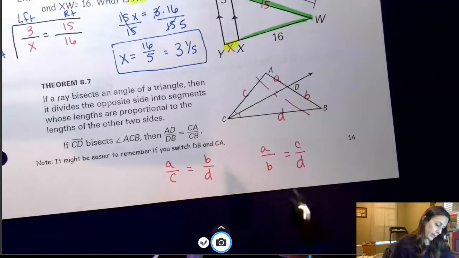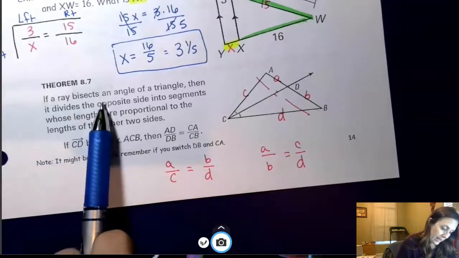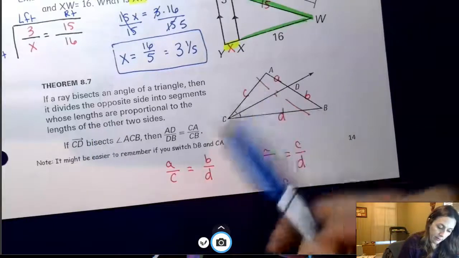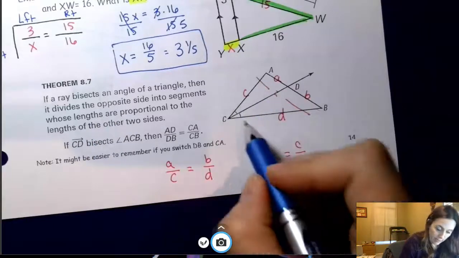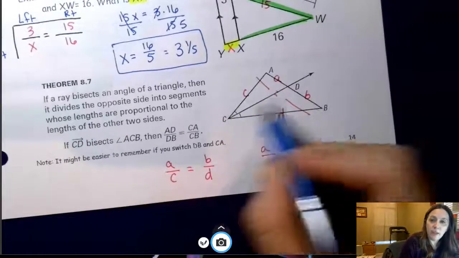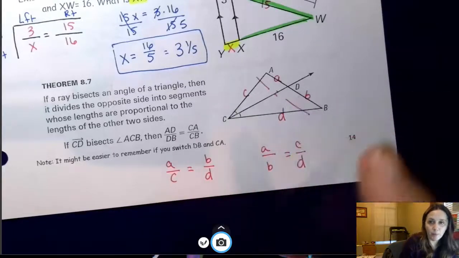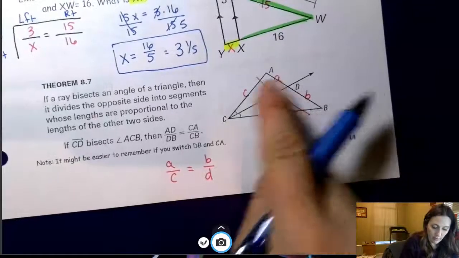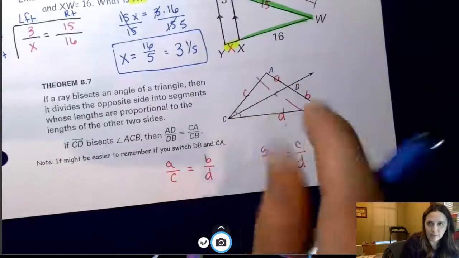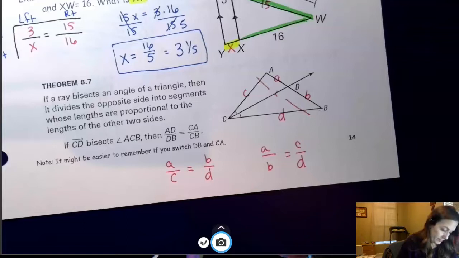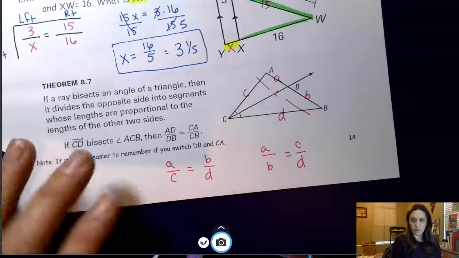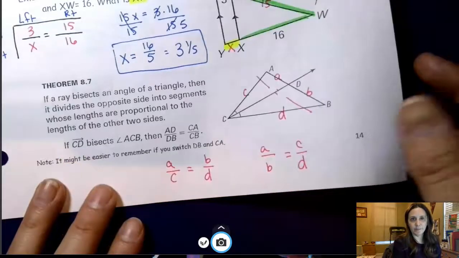Okay, I'm going to go to the next page. This one, I didn't really talk about, is if a ray bisects an angle. So I have an angle here, and this ray bisected the angle, it cut it in half. So if I have a ray that cuts the angle in half, it's going to create proportional sides with where it intersects the side. And then you're going to be able to set up a proportion so you have similar triangles. Okay, going to the next page.